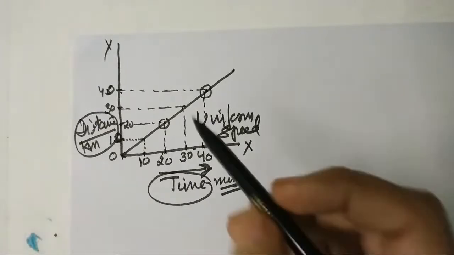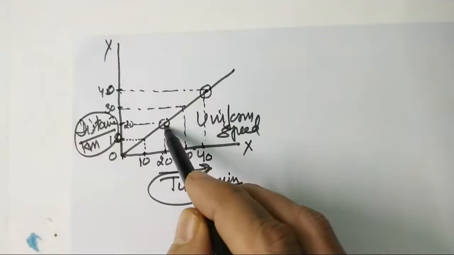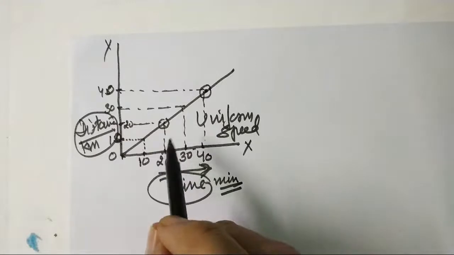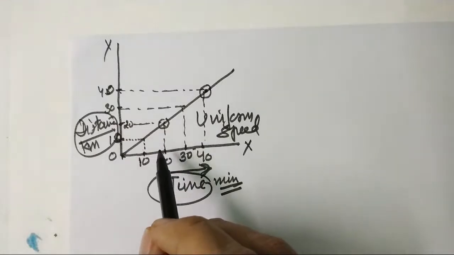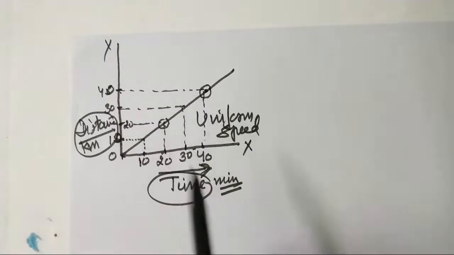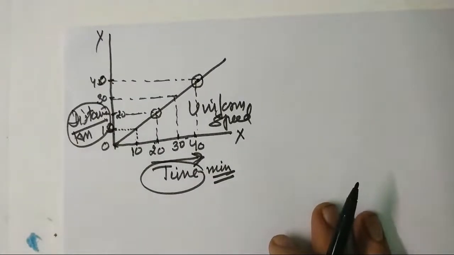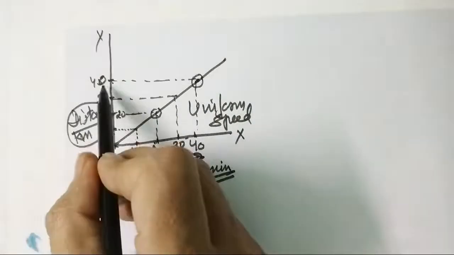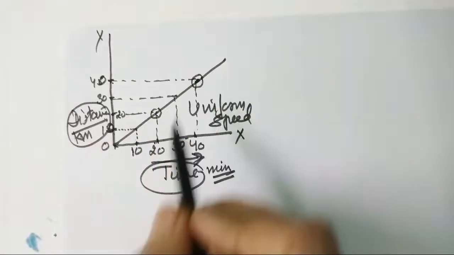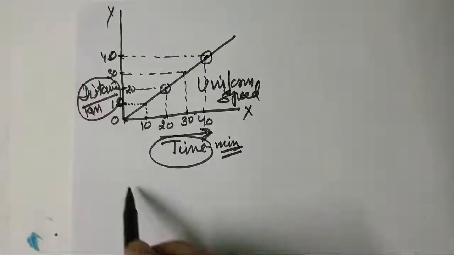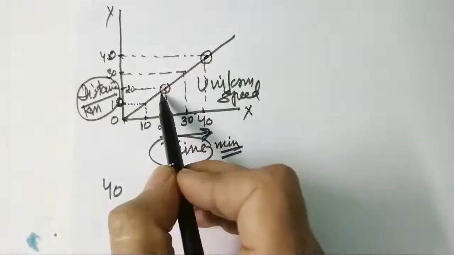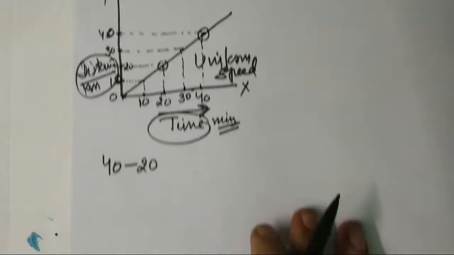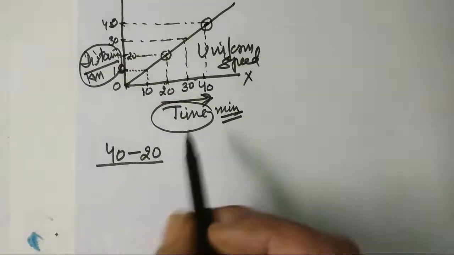And if we have to find the speed of the body at this point, we will divide distance and time. If I have to find the speed of the body, it can be represented as uniform speed is equal to the difference. Whatever is the distance covered here, you will find that it is 40 at this point, and here it is given 20. So 40 minus 20 upon whatever is the time.